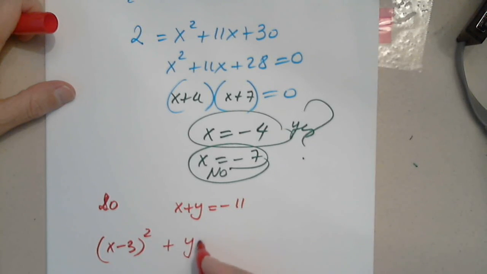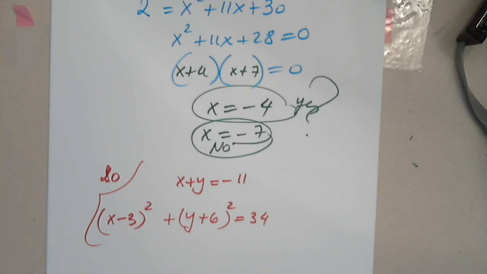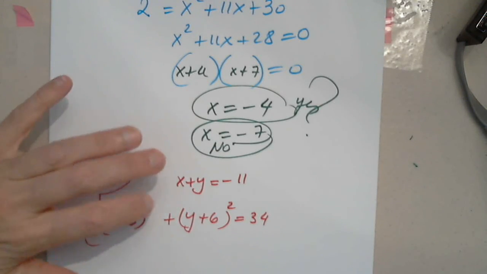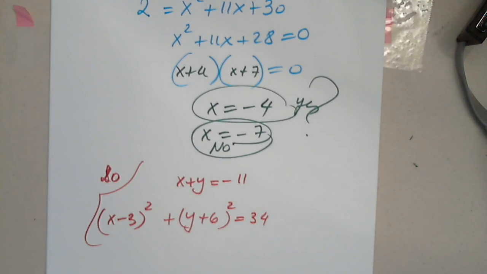Plus y plus 6 equals 34. Perfect. Well, we know three methods: Gauss-Jordan, no, of course not, elimination and substitution. I can eliminate. This variable is not the same with this variable, and this variable is not the same with this variable. So elimination is out. Gauss-Jordan, of course, is out. So my only chance is substitution.